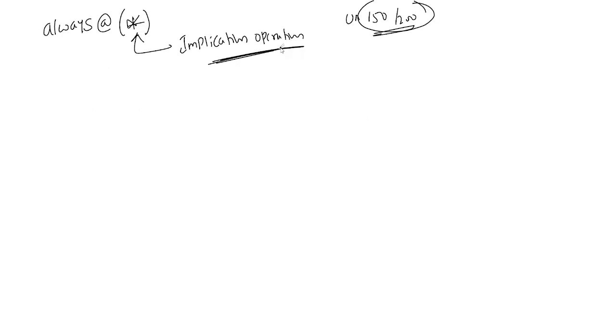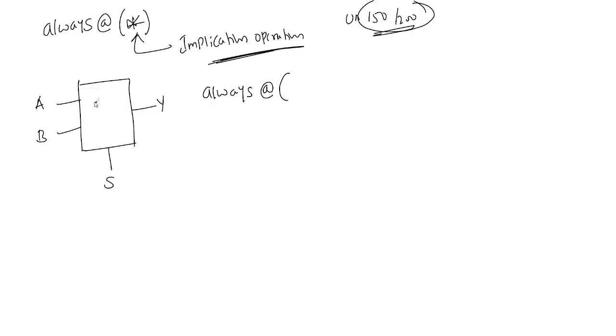Suppose I will tell you with one example. Suppose you take a 2 cross 1 mux. A, B are the inputs, output is Y, and the selection line is S. I'm using this always at the rate. What are the inputs for this 2x1 mux? A and B, and S. Yes, so you need to indicate A, B, and S. Then begin. You can use an if else statement, or a ternary operator, or a case statement also.